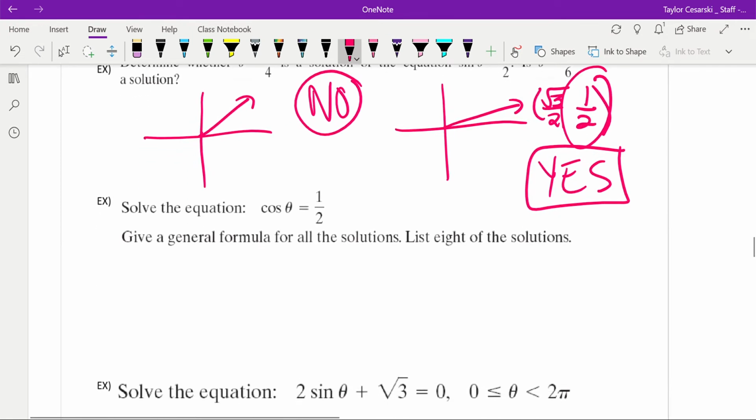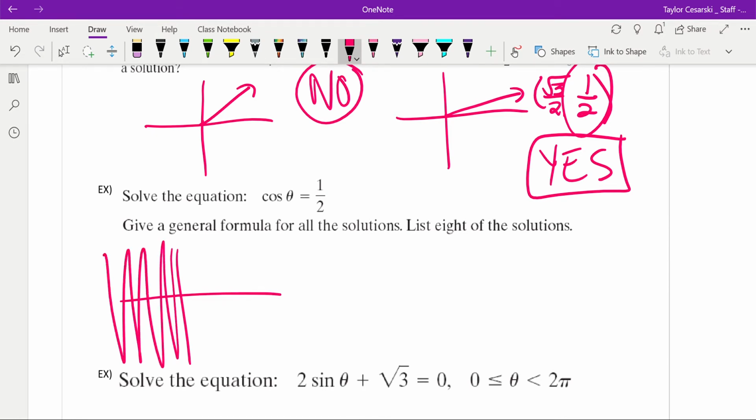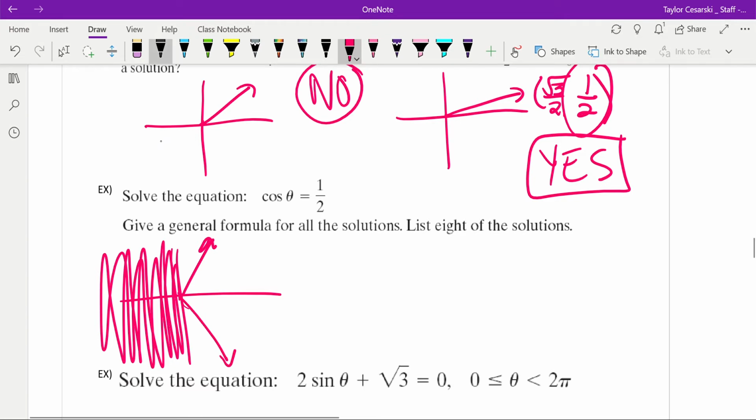Alright, next one. Cosine of theta equals 1/2. Give the general formula for all solutions. Alright, so cosine is x, so we're only going to be looking at the right side. So that's going to happen right here and right here. And those places are pi over 3 and 5 pi over 3. Now the general formula, so that's just between 0 and 2 pi.